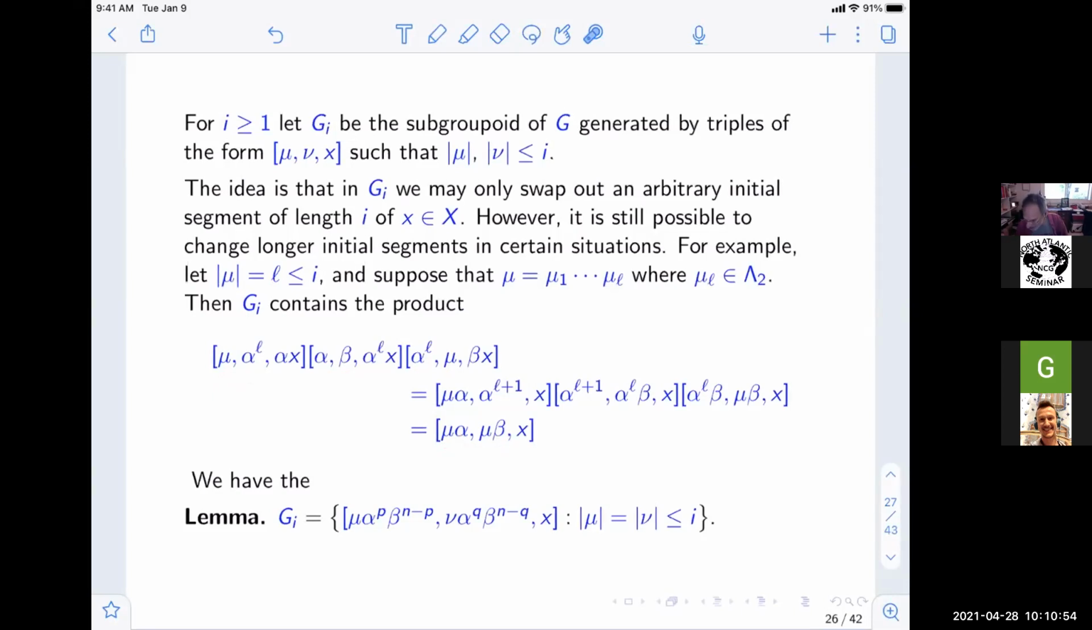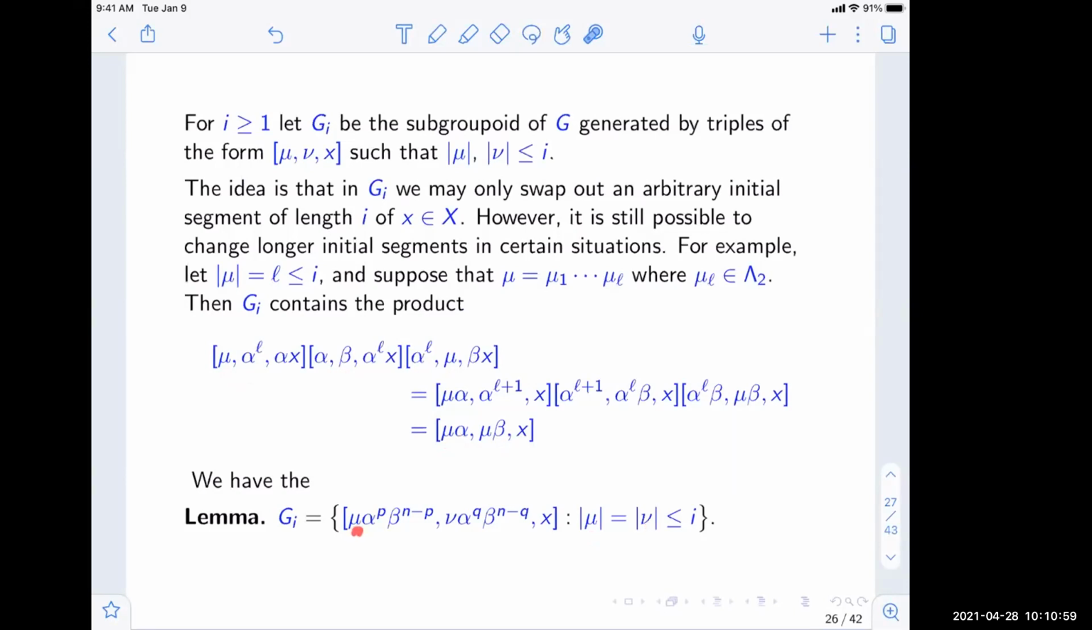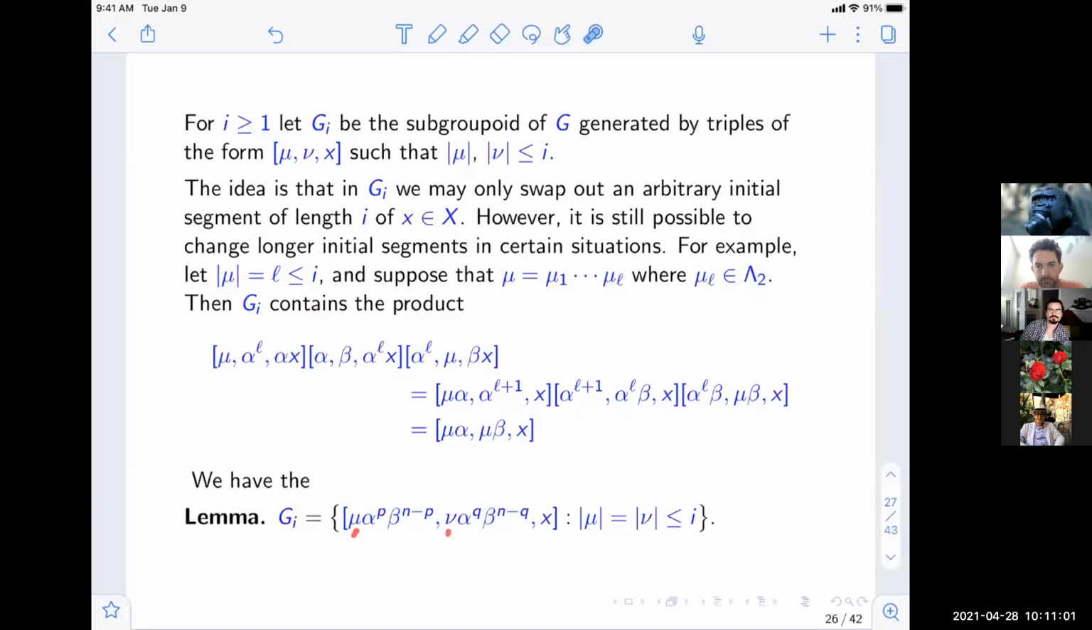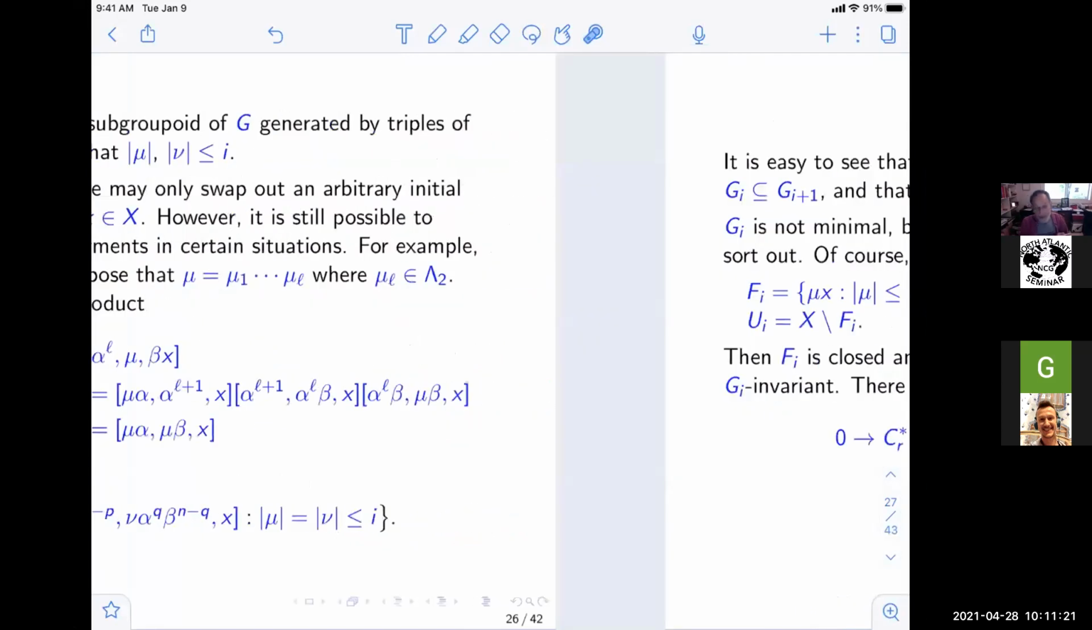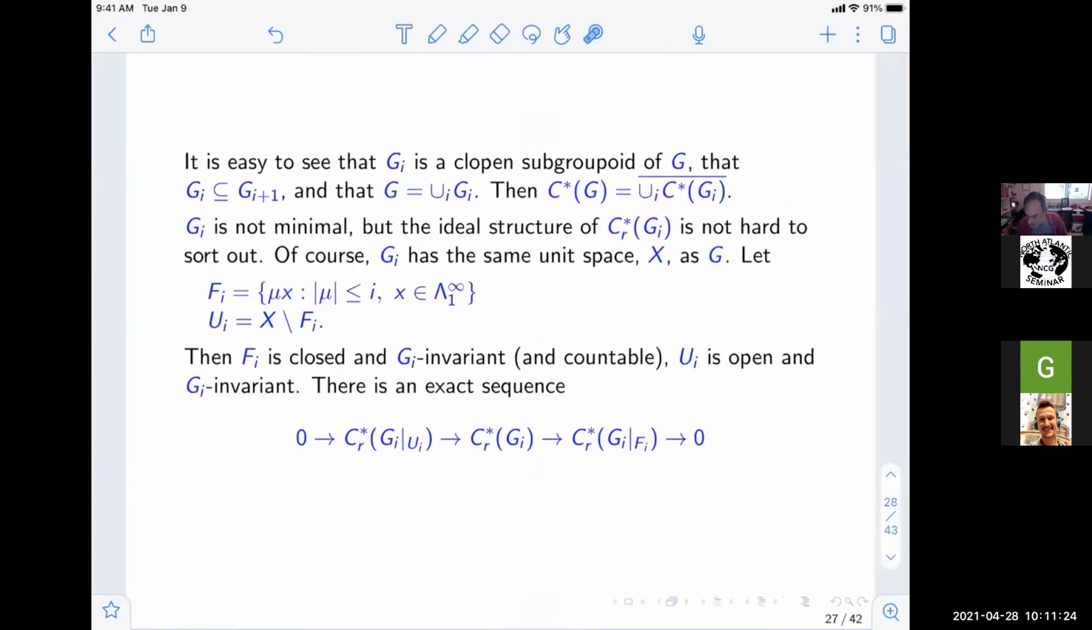All that you can really do is have initial pieces of these first two coordinates of length at most I, and then you can adjust with some alphas and betas afterwards. So the first two coordinates are not arbitrary anymore. They're only arbitrary up to the ith coordinate, and then they have to belong to the lambda 2. So G sub I is actually a fairly small subgroupoid. And we do get an inductive limit decomposition in this way.